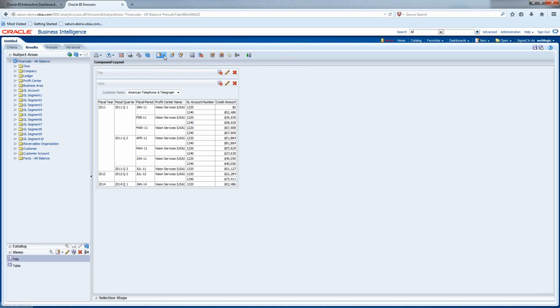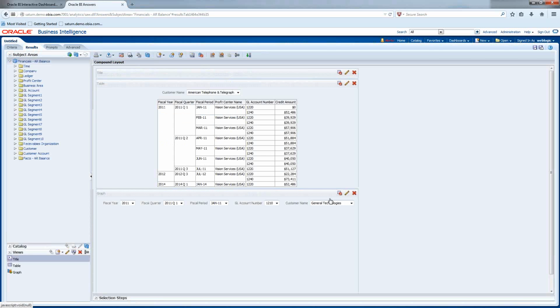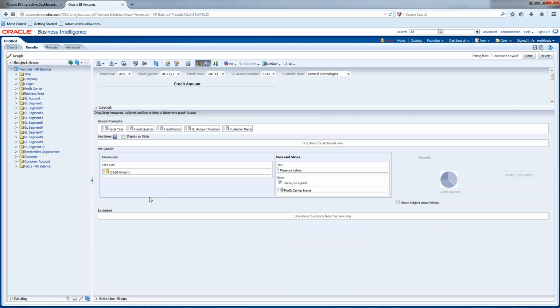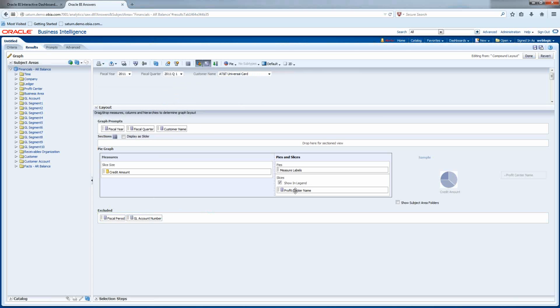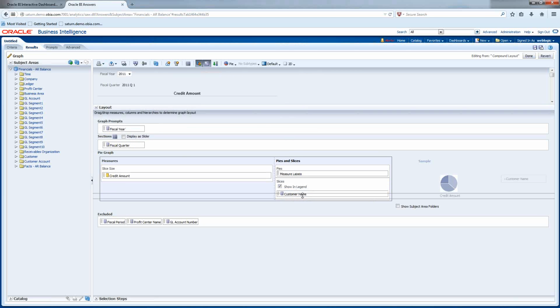I can further create a graphical view of the similar data. So I want to add a pie chart in this report. Here you can see that by default it generated a report which does not make any sense to me, so I would like to edit it. Let's say I don't want to utilize all of the columns, so I can simply exclude these columns and use whatever I want. I want to keep my fiscal year as a prompt, fiscal quarter as a section, and customer name in the slices. So let's see how my results are looking.